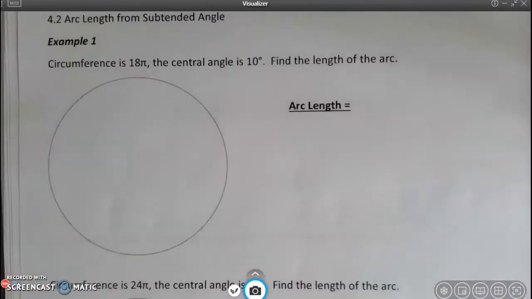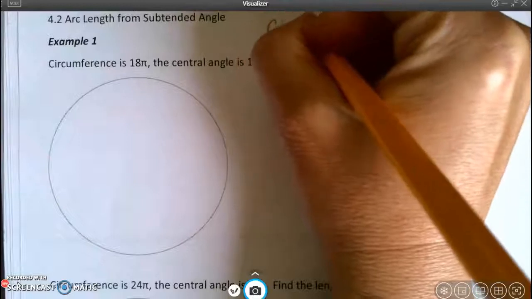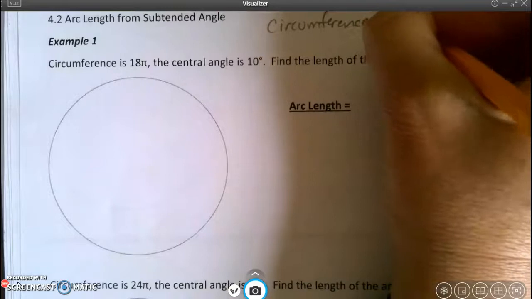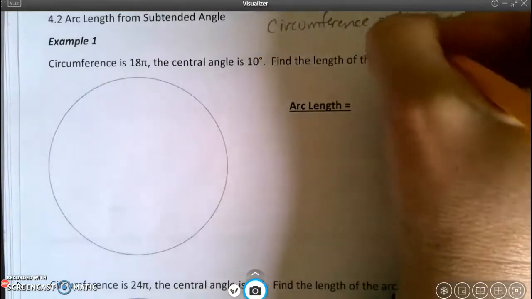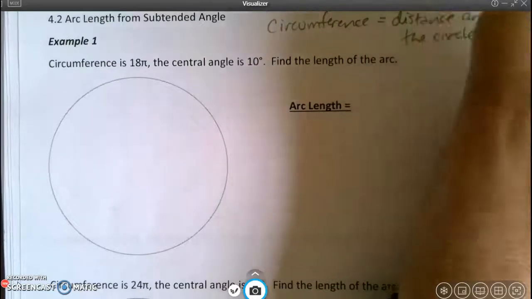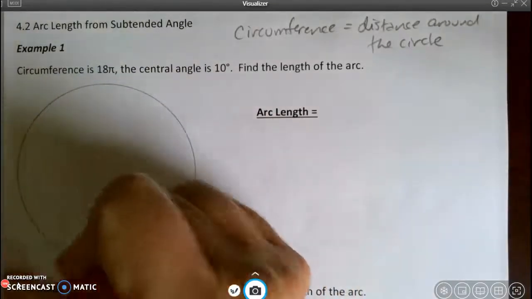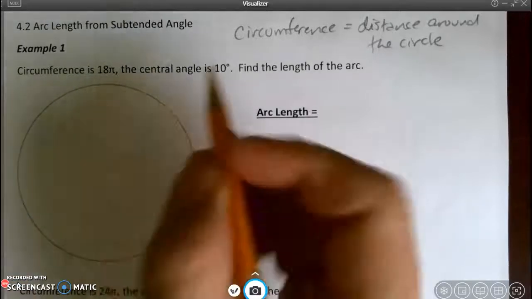Right, so now we're going to start our notes for arc length from a subtended angle. The circumference of this circle is 18 pi. Remember that circumference is the distance around a circle. Let's write that down. Distance around the circle. So, in other words, if I was to travel all the way around the circle, I will have traveled 18 pi. The central angle is 10 degrees.